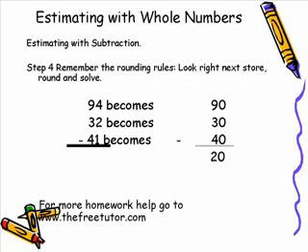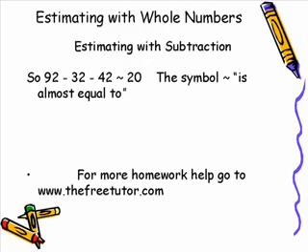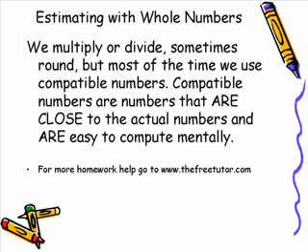And so on the next slide here, you can see that we've done that. 94 becomes 90, 32 becomes 30, 41 becomes 40. And if you subtract those numbers, you should get an answer of about 20. Okay. So, estimating again, when we subtract, 94 minus 32 minus 41 is almost equal to 20. Now, when we multiply or divide, sometimes we round, but most of the time we use compatible numbers.